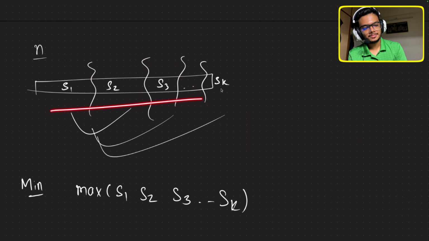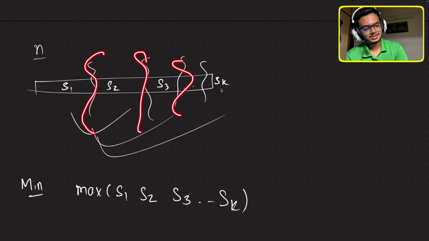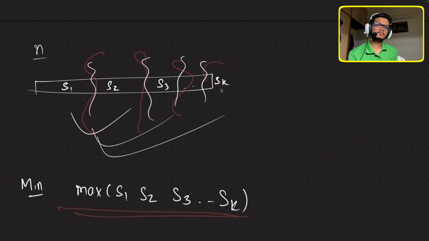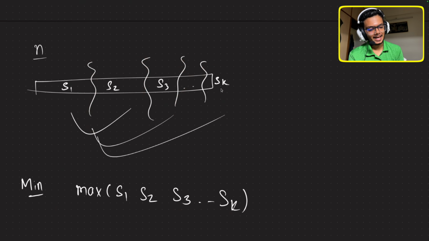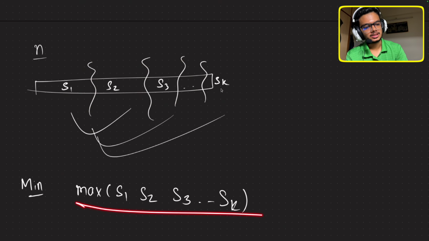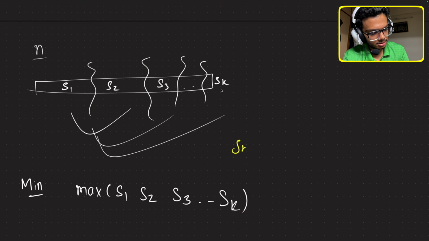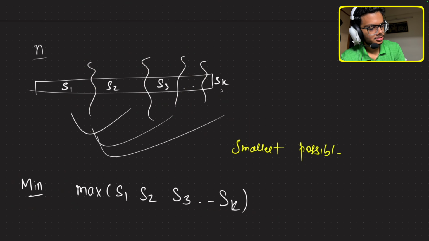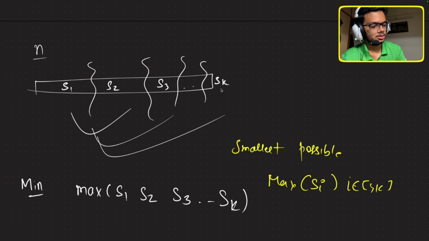You don't tell me the splits, don't tell me the k subarrays, you just tell me the maximum sum of s1, s2, up to sk, which is as small as possible. You tell me the optimal value of max of si. What is the optimal value of max of si? The smallest possible max of si. So the output should be the smallest possible max of si, where i belongs to 1 to k, because you want to divide your array into k subarrays.